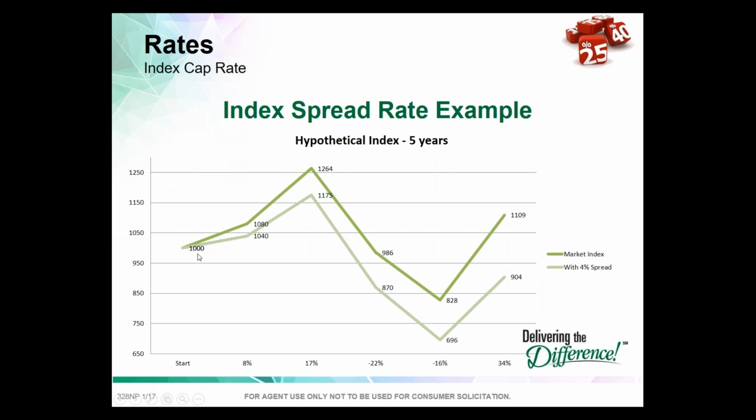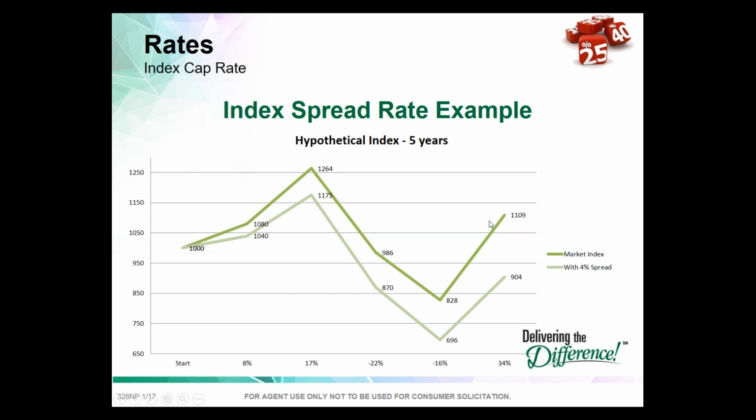So here's the example. Here, again, we've got an example of a 4% spread in this case. If the index goes up 8, the client gets 8 minus the 4% spread, which is a positive 4. If the index goes up 17, they get 17 minus 4, which is 13%. On the downside, same thing, minus 4.